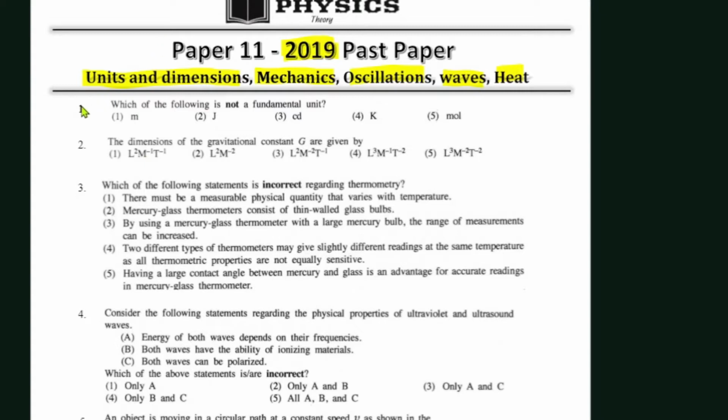The first question: which of the following is not a fundamental unit? When you talk about fundamental units, what are the fundamental physical quantities that you have? First is length, the unit of it is meters. And then you have mass, the unit of it is kilograms. And then you have time.